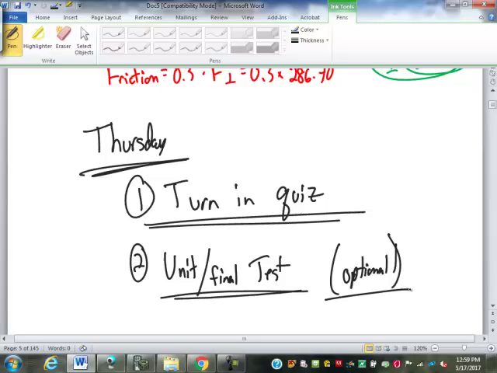It is an optional test. Doing the test will help your grade. You can't hurt it.